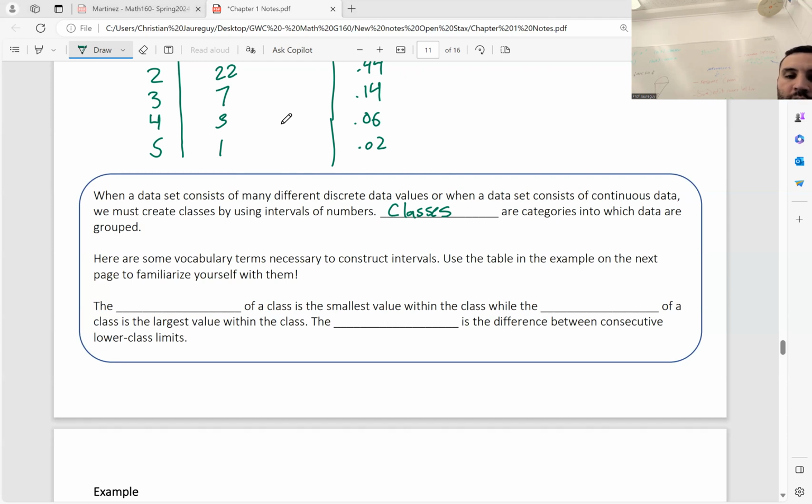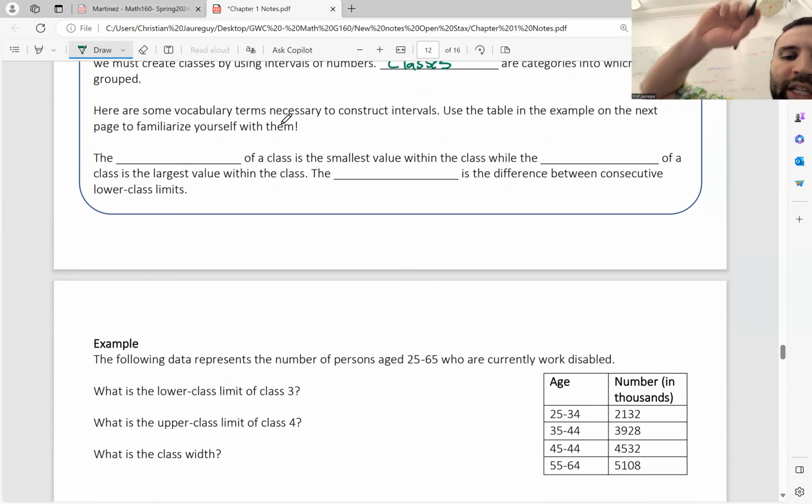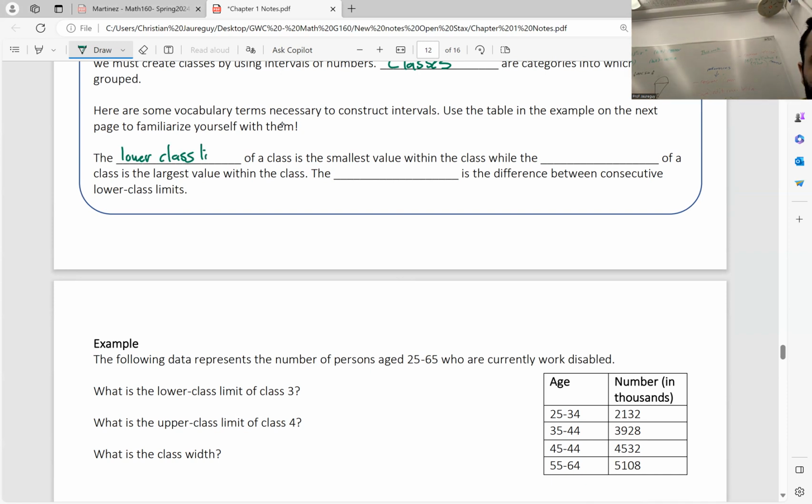Some vocab terms necessary to create these intervals. All right, so we have the lower class limit, which is the smallest data value that can be in a class. The upper class limit, which of course is the biggest data value that can be in a class. And then we have the class width, which is how big our classes are.